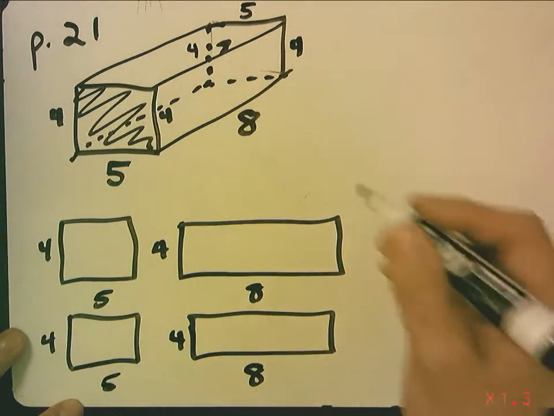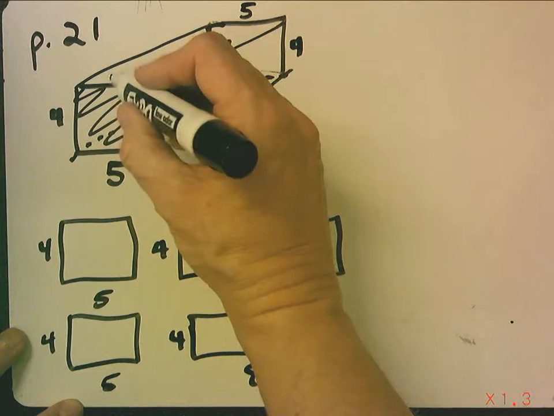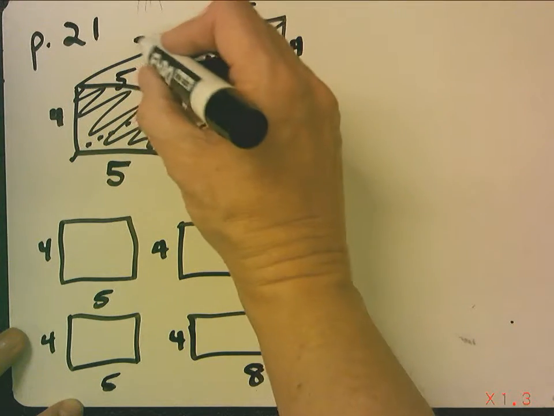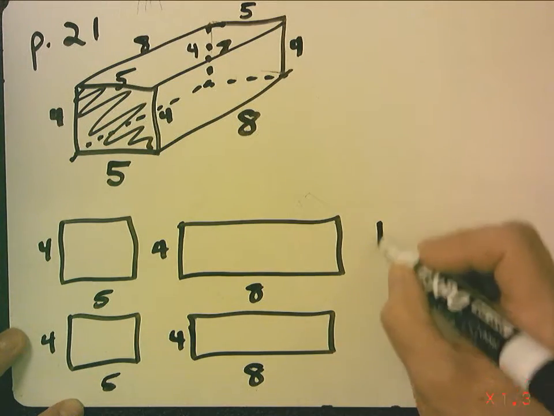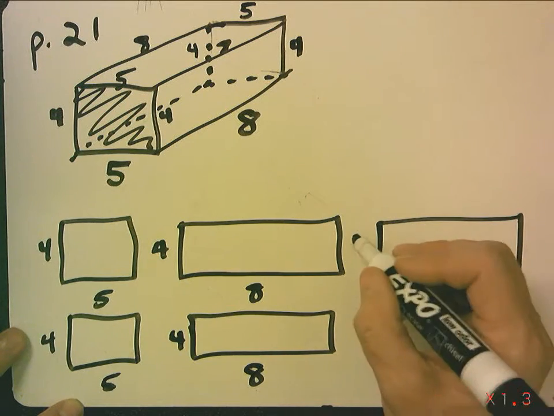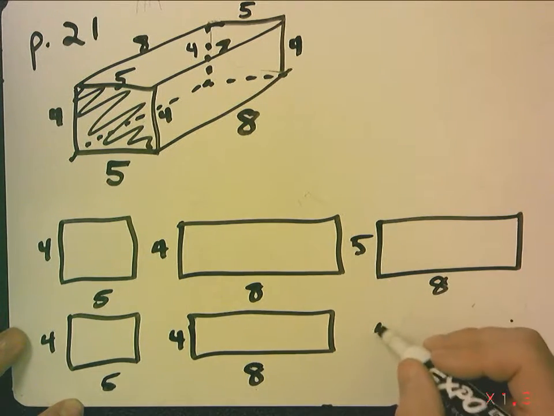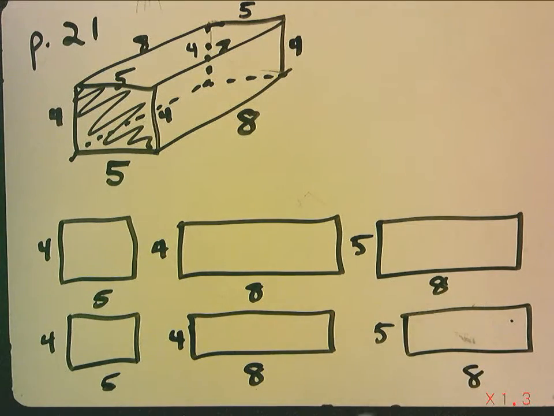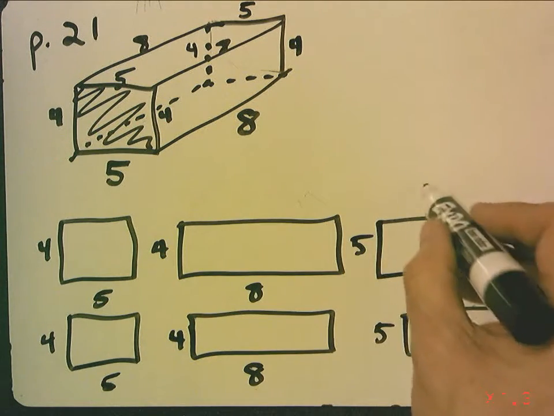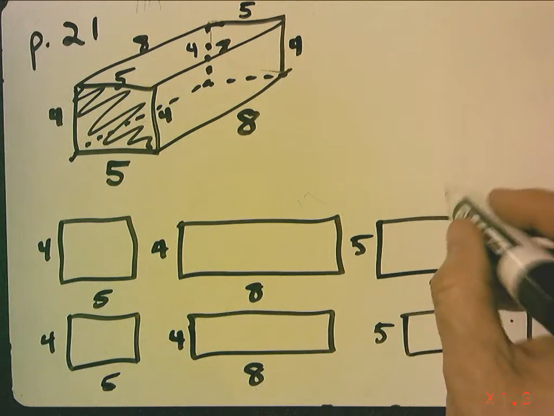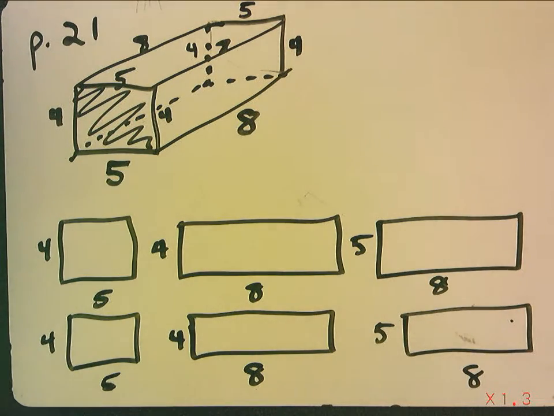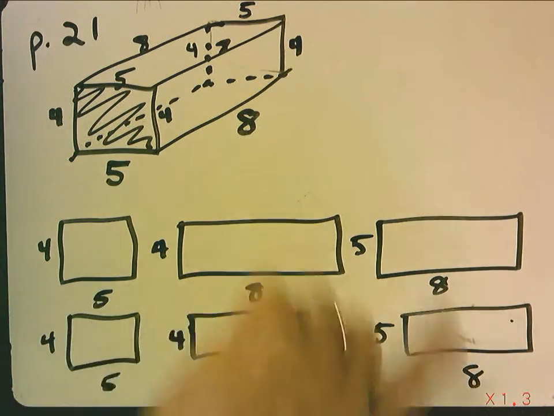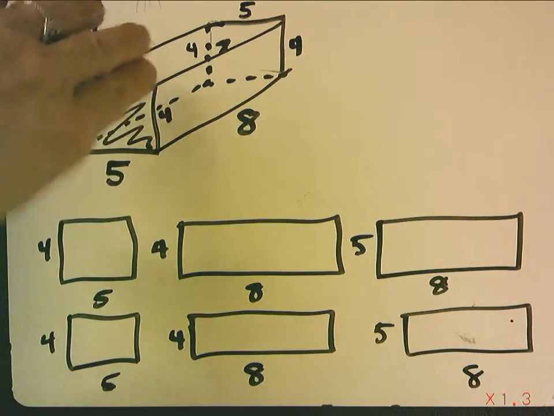And then top to bottom, the top would be 5 by 8. Okay, so this is top to bottom, this is side to side. So these 6 faces, in 3 matching pairs, make up my rectangular prism.